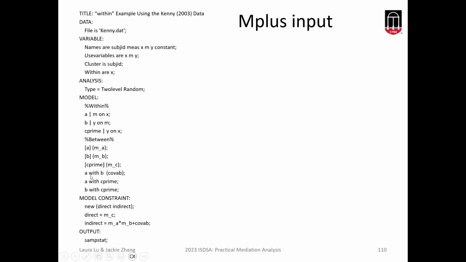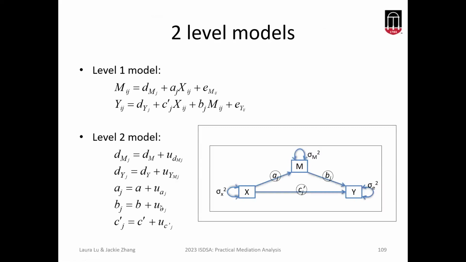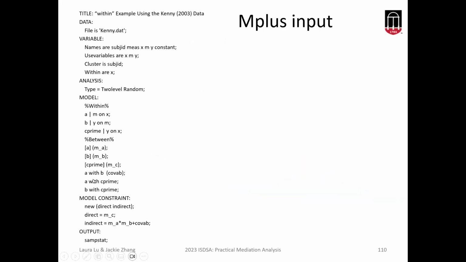And then we also have some covariances: the covariance between A and B, A with C prime, and B with C prime. We have covariance among them. We also have variances, and if you put the names A, B, C prime, it will also estimate the variance of this part. And then model constraint: by using this, we define some new variables in Mplus.